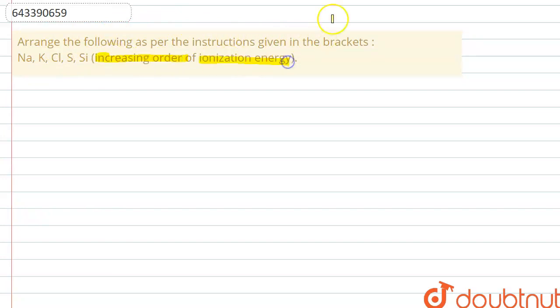Hello everyone, the question is: arrange the following as per the instructions given in the bracket, increasing order of ionization energy. So in this question they have given us some elements and we have to arrange them in the increasing order of ionization energy. So first of all we need to know what is ionization energy.